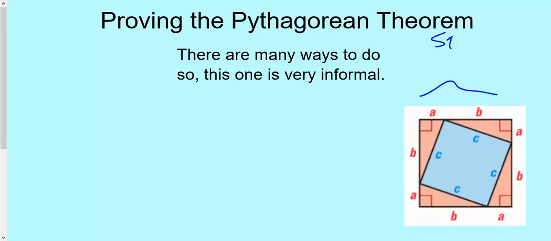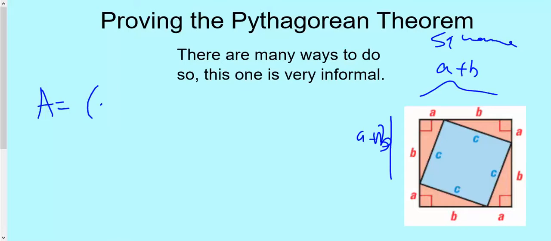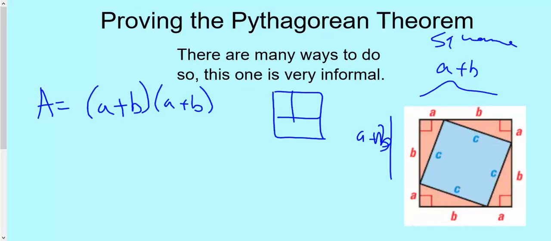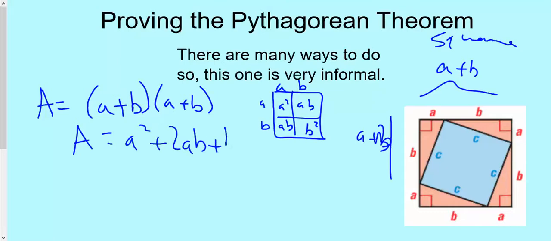So this square, its side length is a plus b. This side is a plus b because it's a square. If I find the area of the square, just doing simple side length times side length, a plus b times a plus b, I'm going to use the box here because it's a binomial times a binomial. You get a squared, ab, and then b squared. So the area is equal to a squared plus 2ab plus b squared.